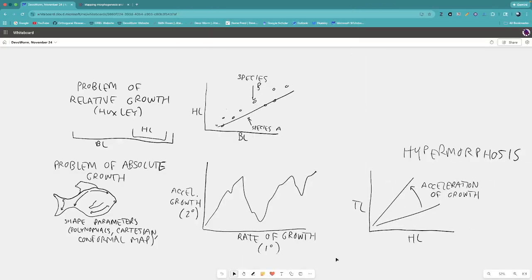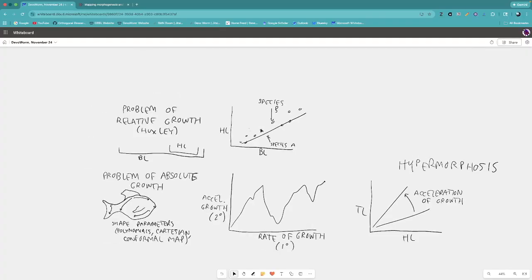All right, so I worked up this set of images based on our discussion about the problem of relative growth versus the problem of absolute growth. The problem of relative growth goes back to Huxley, and we use this often in allometry studies. This is where we measure one trait versus another trait. So we might measure head length with respect to body length, if we're looking at a fish, which we'll see in a minute. So we have this proportion of the head length to the body length.